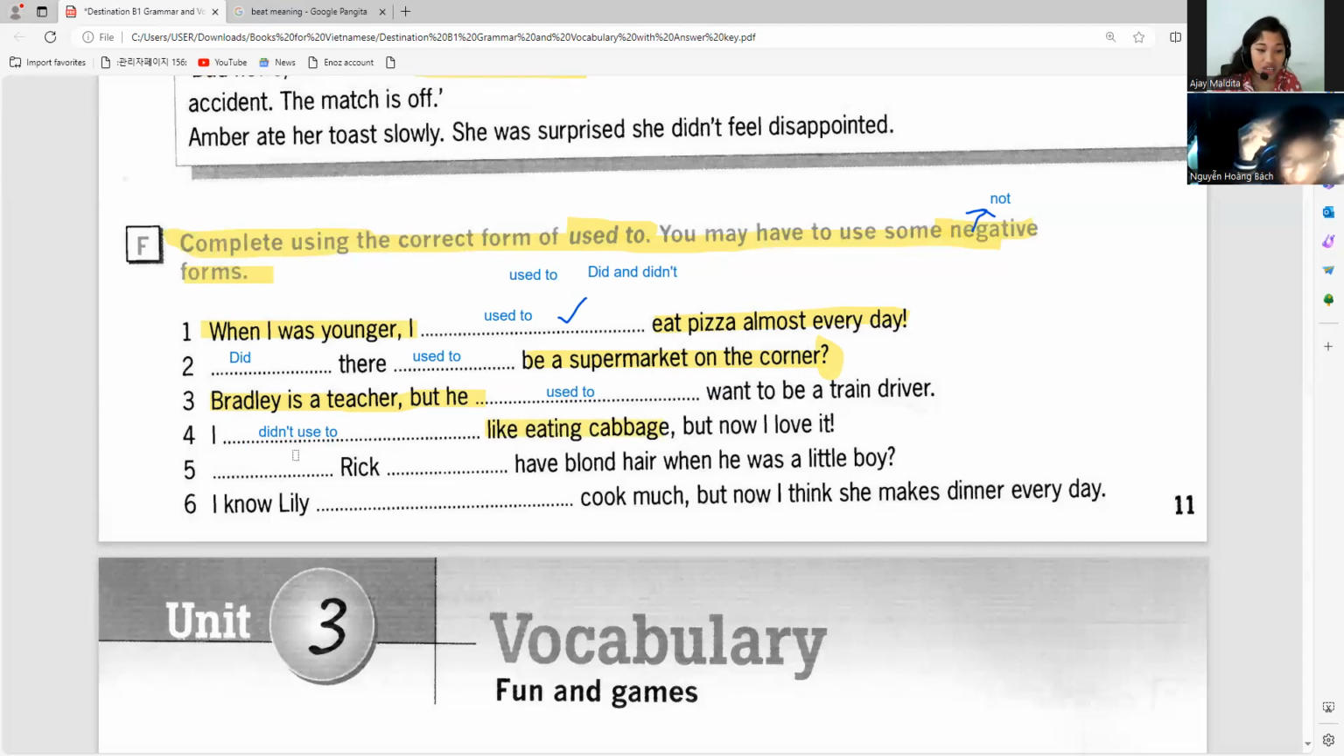Oh, it's okay, teacher. Number five. Oh, this is a question. Okay, number five. Wang Bak, what's your answer?